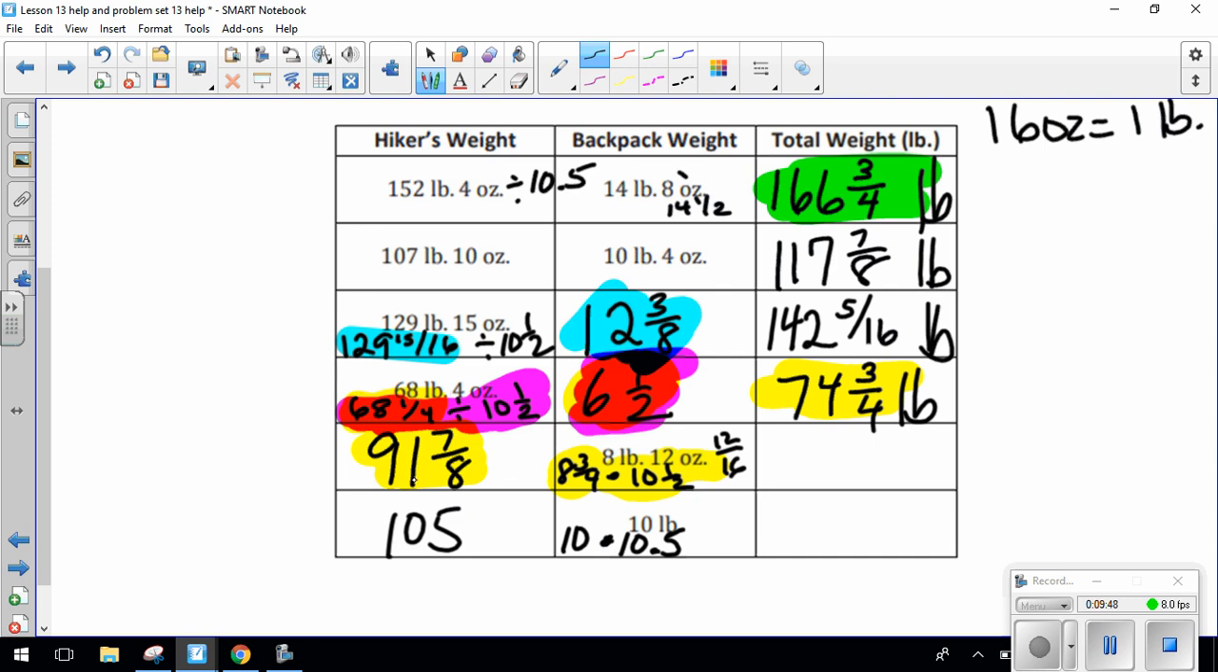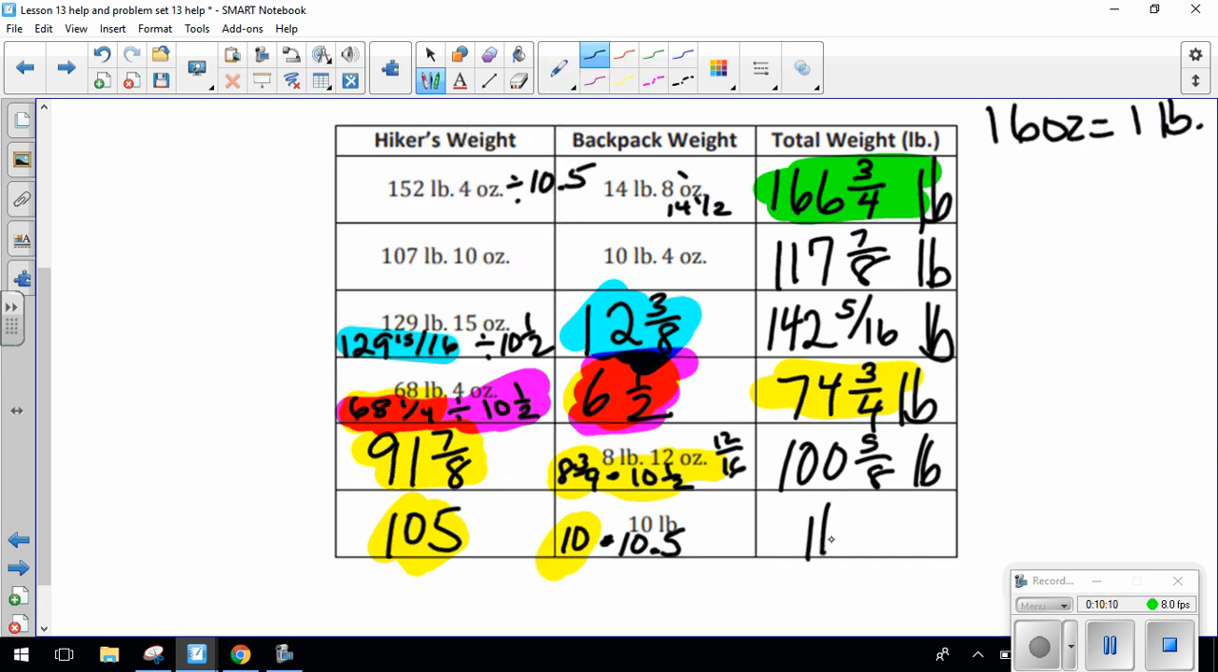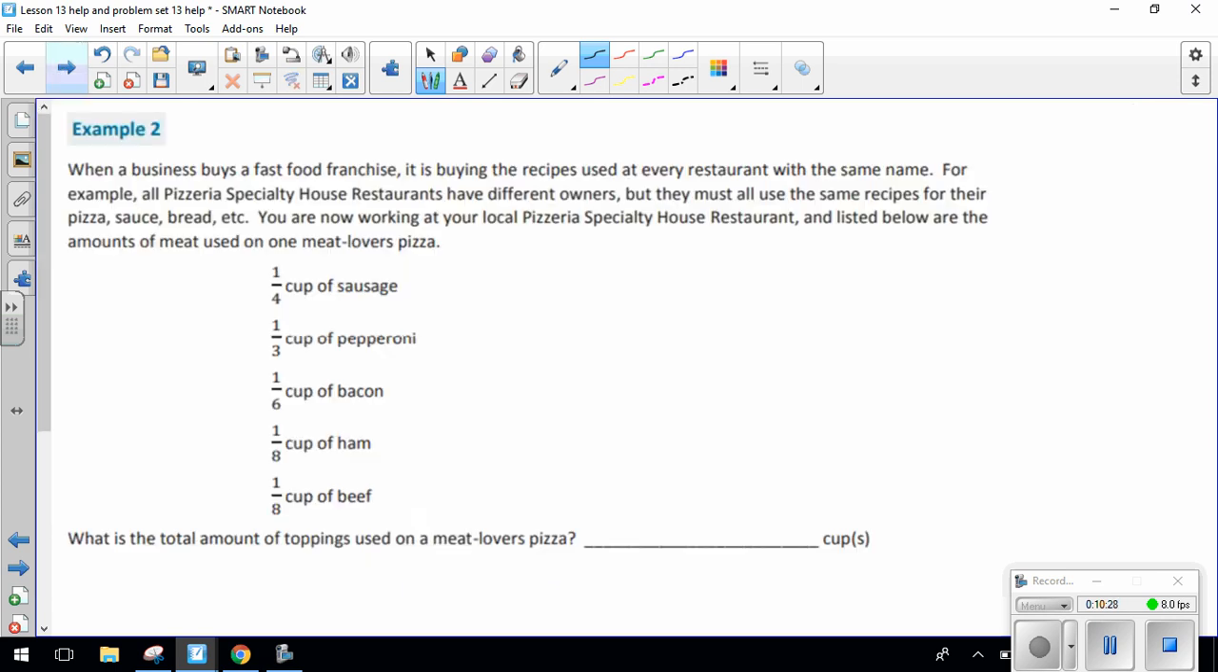And in the next row, if I take 91 7/8 and add 8 3/4, I will get an answer of 100 5/8 pounds. And in the bottom here, if I take 105 and add 10 pounds, I get a total answer of 115 pounds. All right, so that's the whole first page. It's page S53. Turn the page and let's go to S54 and let's work on this table here.